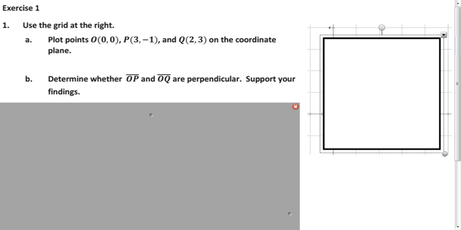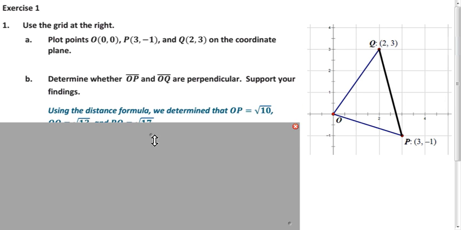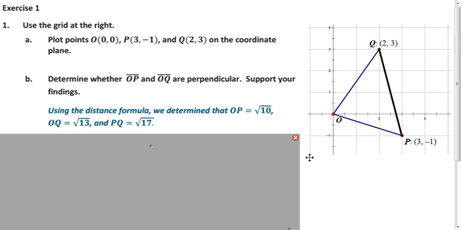So similar idea here. I'm going to plot these points, and we want to figure out if our segments OP and OQ are perpendicular to each other. So when we graph them, we end up with this. And so if they're perpendicular, then this would have to be a right angle. And so it would mean that QP would have to be a hypotenuse. So we can draw that in there. So when we use the distance formula, we end up with these side lengths. So we're going to use QP for the hypotenuse.